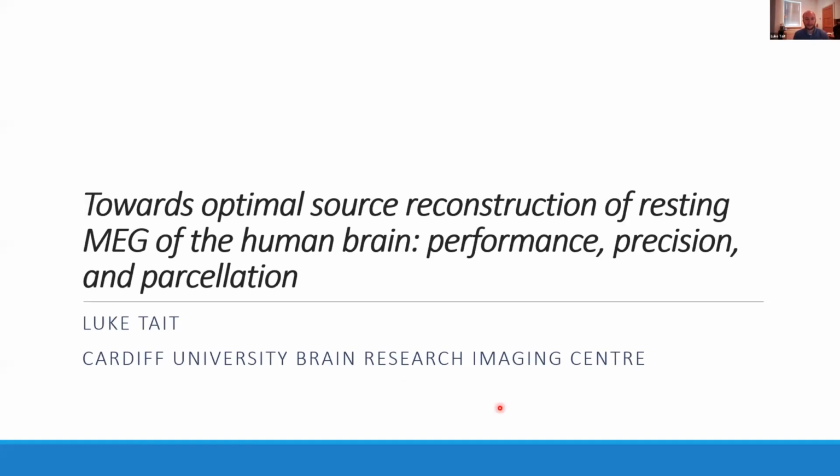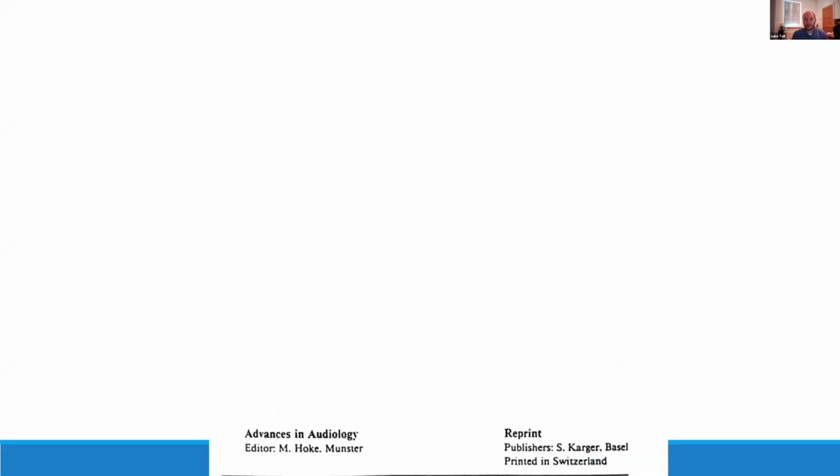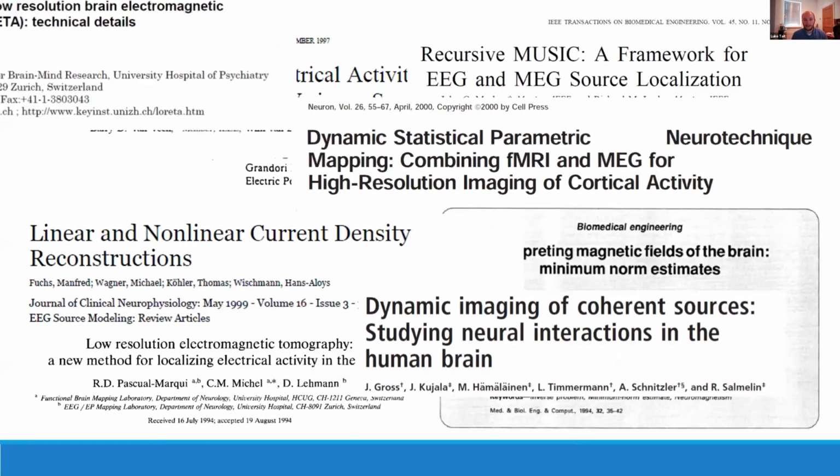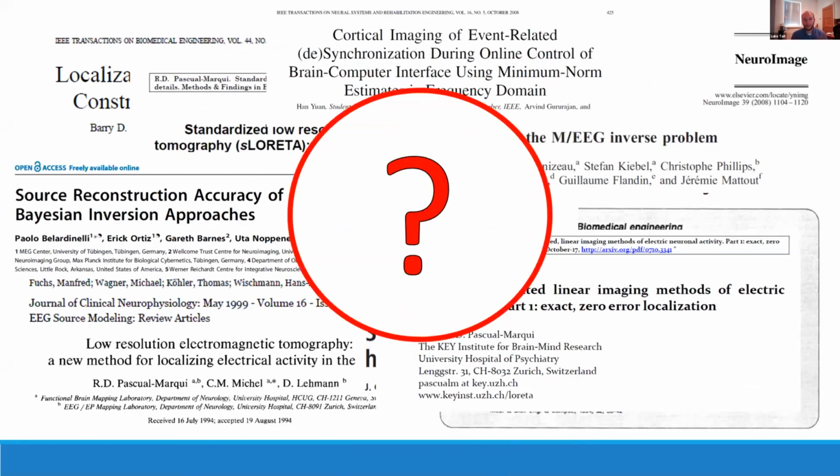Yeah, perfect. So as mentioned, I'm going to talk to you about some work I've been doing looking at source reconstructing resting state MEG data. The idea of source reconstruction is, given some MEG or EEG activity recorded outside of the scalp, we want to estimate the brain activity that generates this data. In the literature, there are many different methods for source reconstructing EEG or MEG data. So we wanted to ask, what is the best way to do this?